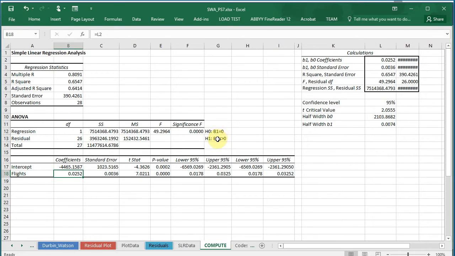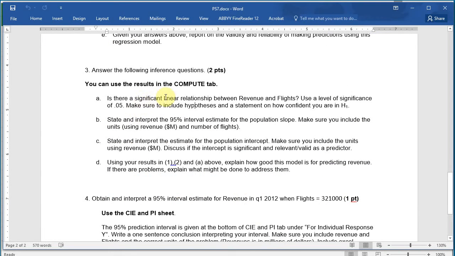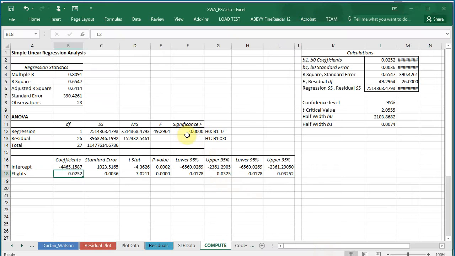We're looking to reject the null hypothesis, in which case the alternative is true. And if this is true, then B1 is in fact not equal to 0. In other words, there is a linear relationship. If B1 were 0, then it wouldn't matter how many flights we flew. The revenue would be constant or have no relationship to flights. So to answer this question, there is a significant relationship between revenue and flights, and we used the level of significance of 0.05. That's what we plugged in at the beginning, and I am very confident because the p-value is so low.